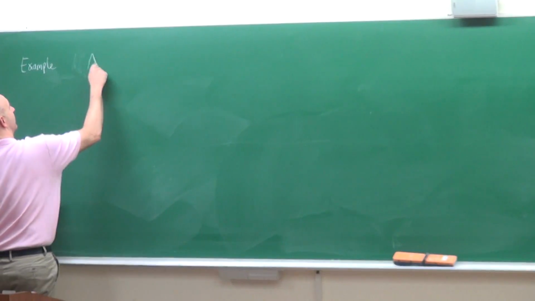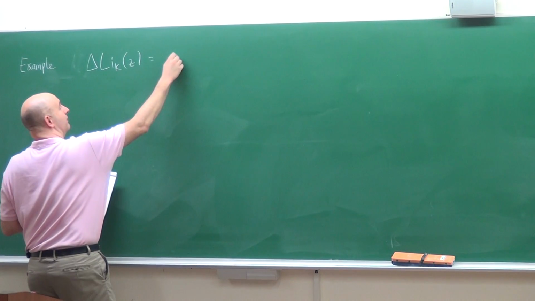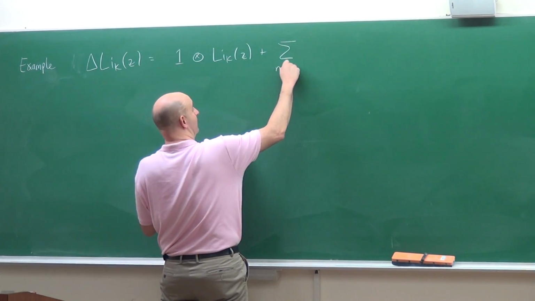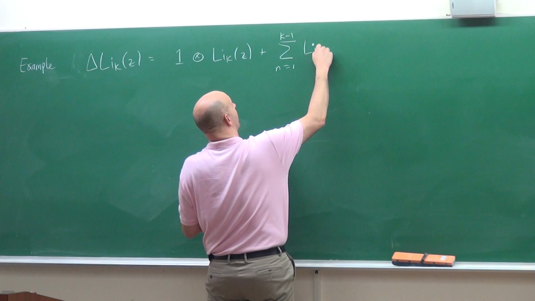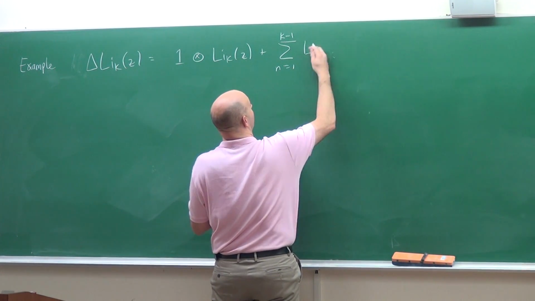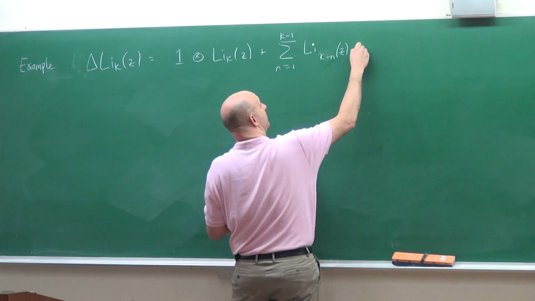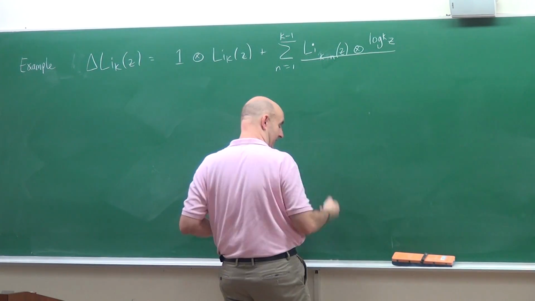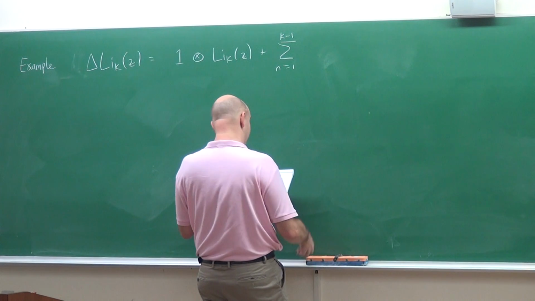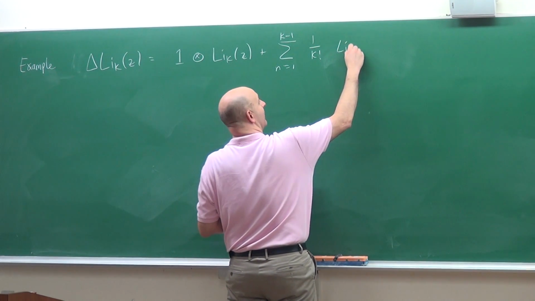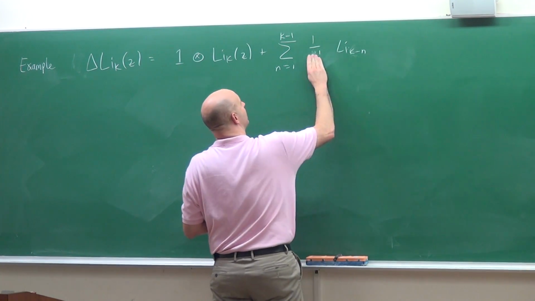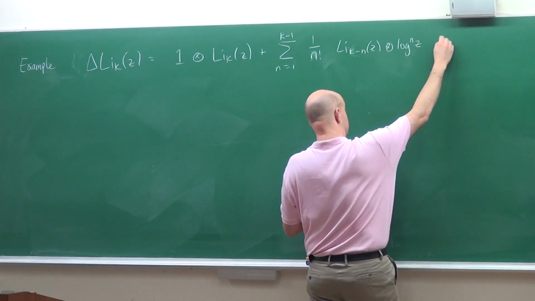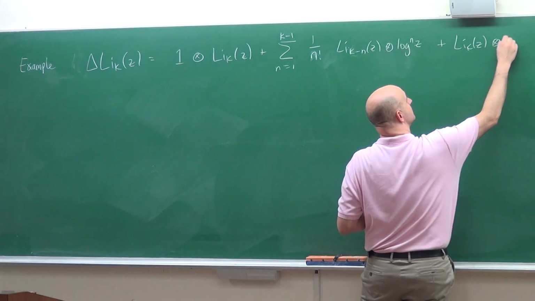For example, delta Li_k of z is equal to the function 1 tensor Li_k of z plus the sum n equals 1 to k minus 1 of Li_{k-n}(z) tensor log to the power n of z over, I just wanted to put a 1 over k factorial, but I ended up deleting my formula. That should be n over n factorial. Okay.